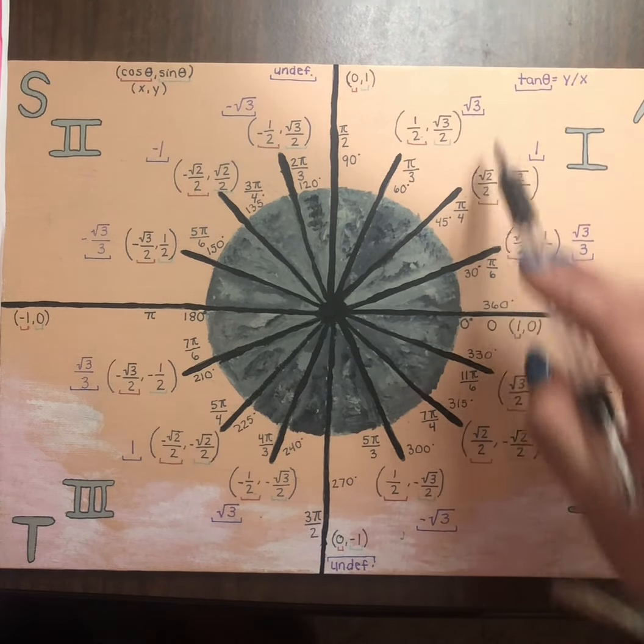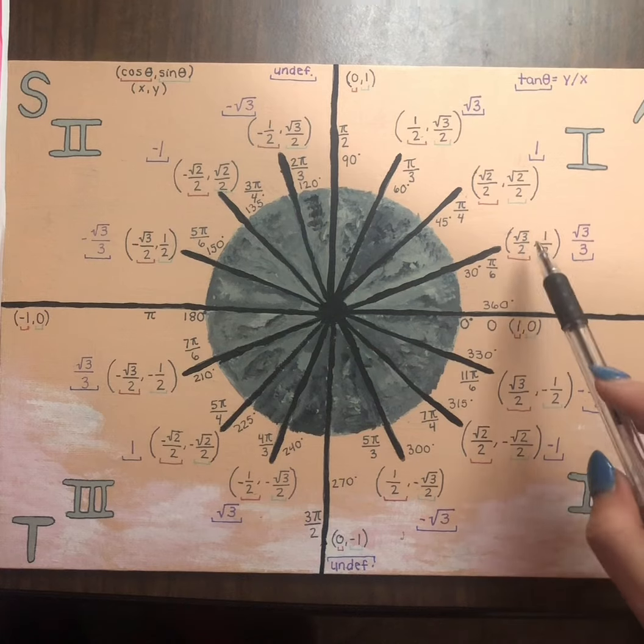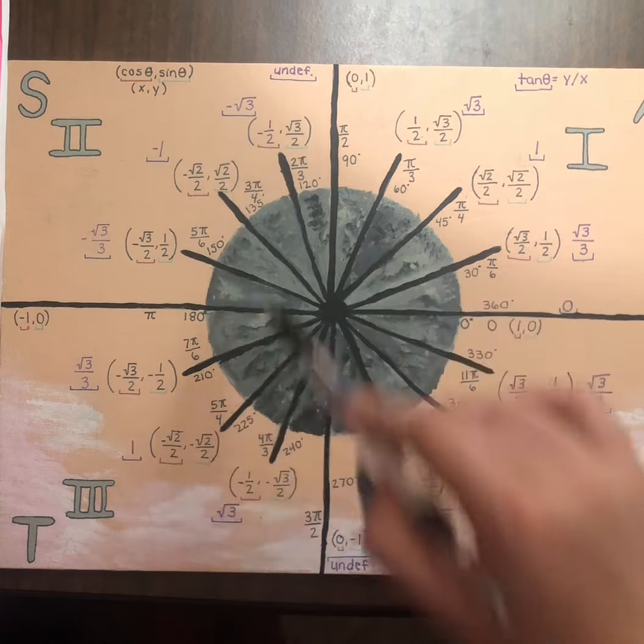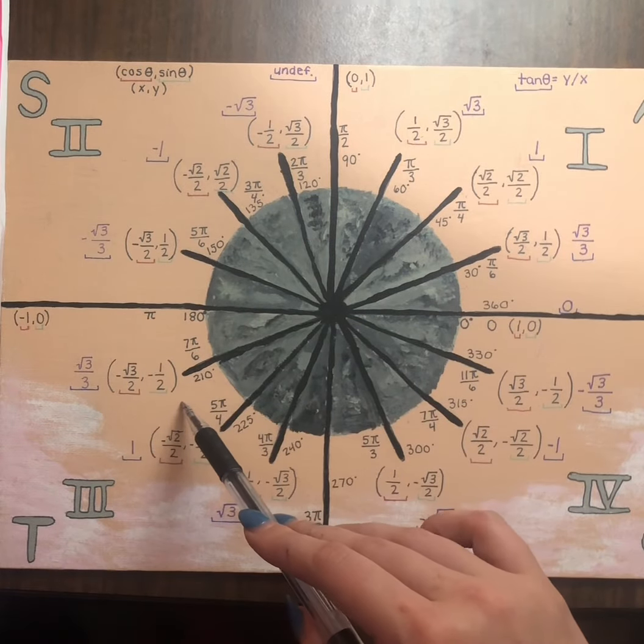Square root of 2 over 2, square root of 2 over 2. Square root of 3 over 2, square root of 3 over 2. Also for this side, it's the same thing, just with negatives.